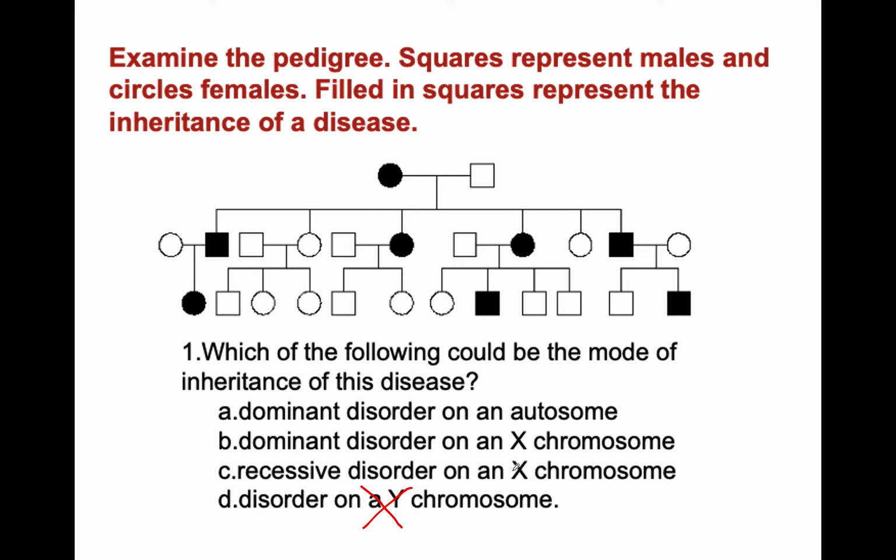Now, recessive disorder on the X chromosome. We're going to look for a female with the disease. So we have a female with the disease. Let's look at her sons. All of her sons have the disease. But does that mean that we should stop looking? No. We look at all the females that have the disease. Here's another female with the disease. Her sons should all have the disease, but they don't. So that violates the rule. This cannot be X-linked recessive. Here's another female. Her son doesn't have it.